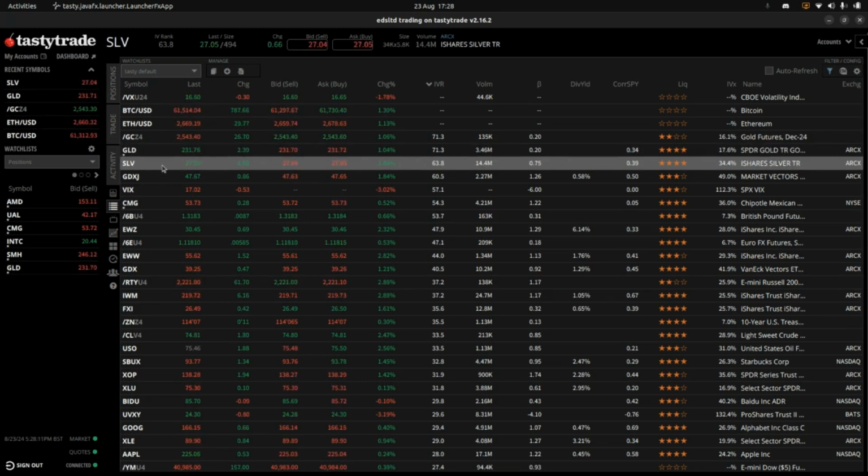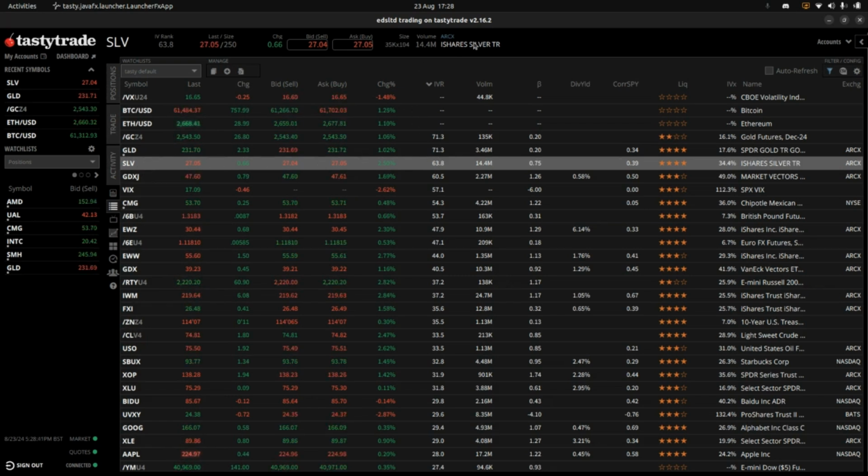Instead, what we can do is have a look at SLV. SLV is looking pretty nice. It's got an IV rank of 63.8. Anything above 50 is high. Anything below 50 is low. That's a general way of looking at it. However, in recent market conditions, anything above 30 is acceptable, and anything below 20 is very low. So anything above 30, I'd be looking at.